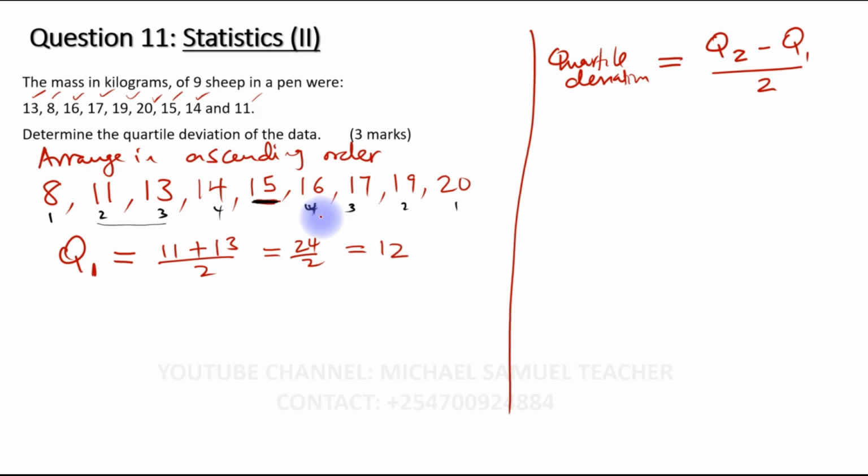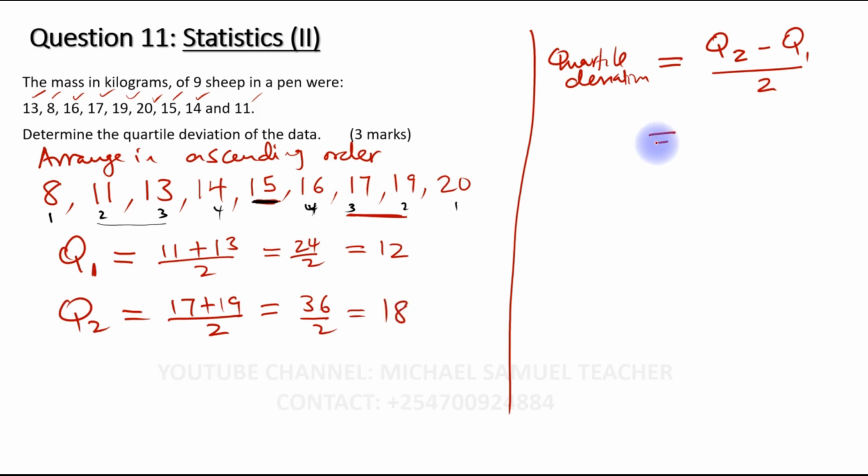And to get Q3, the upper quartile, that will be between 17 and 19, so 17 plus 19 over 2. We get the average, 36 over 2, which is 18. Now we can get the quartile deviation, which will be 18 minus 12 all over 2. 18 minus 12 is 6, divided by 2, so we end up getting 3. So that is the quartile deviation of the data.